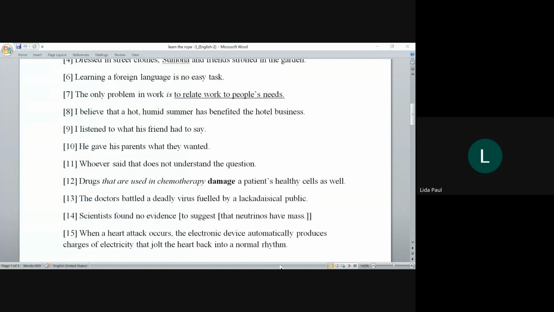That is your, let me go to the main document. So, does not understand is your verb, right? The question is your object, and whoever said that is your subject. Whoever said that. Okay, whoever said that is the subject. Now, this is what then, a noun clause.